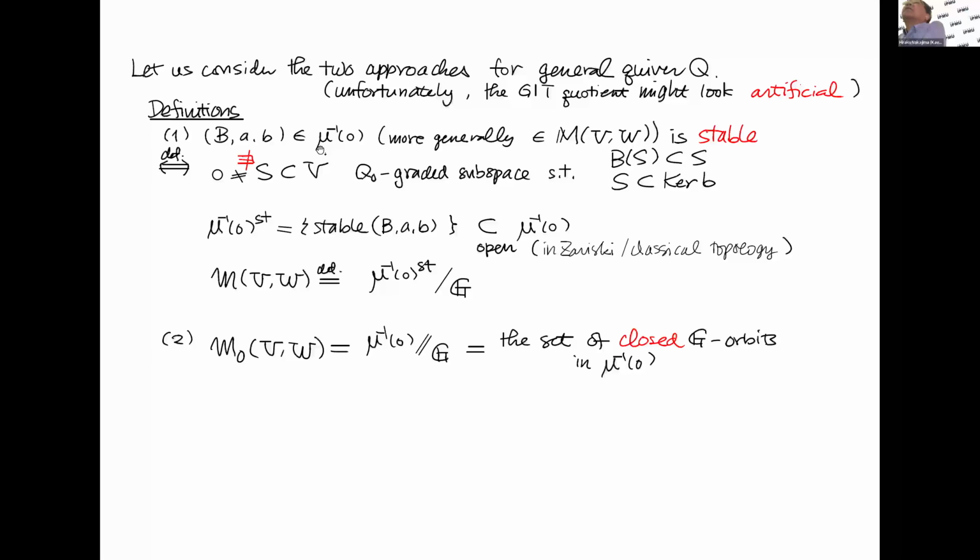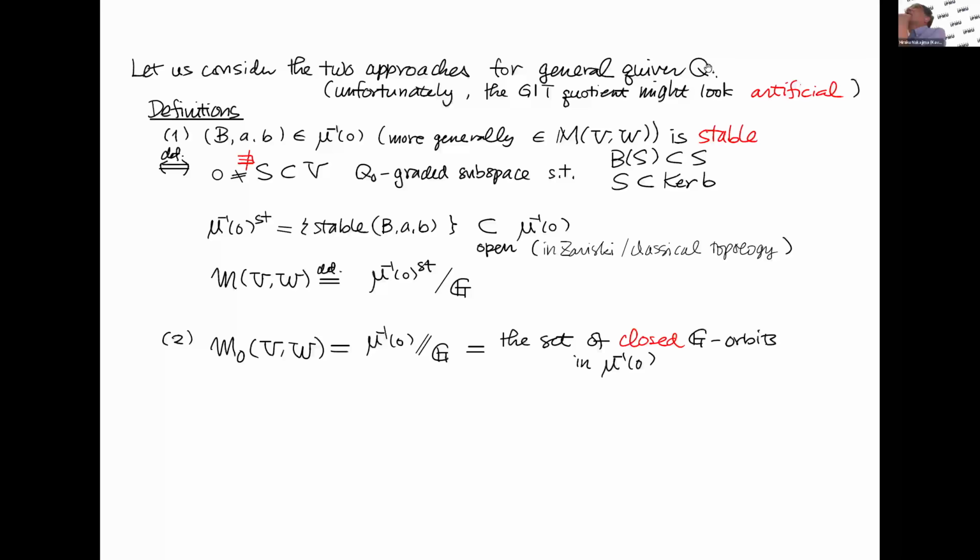So let me introduce it. I take a point (B, A, B) satisfying the moment map equals 0 equation, or maybe you can consider the same condition for an arbitrary point. And I say this is stable if this condition is satisfied: there is no non-zero subspace S of V which is compatible with the grading Q_0, which I just mean S is a direct sum of S_i for each vertex i, with S_i a subspace of V_i, such that S is invariant under B, and also S is contained in the kernel of B. In other words, if there is such a subspace, S must be 0. So this is the condition.